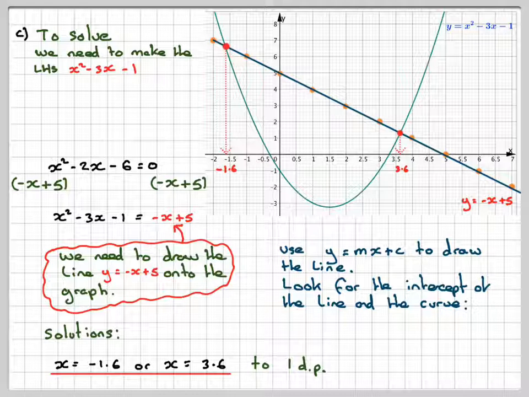So this has been a video to show you how to use a particular quadratic equation to solve other quadratic equations. I hope you've understood, and I thank you very much for watching.